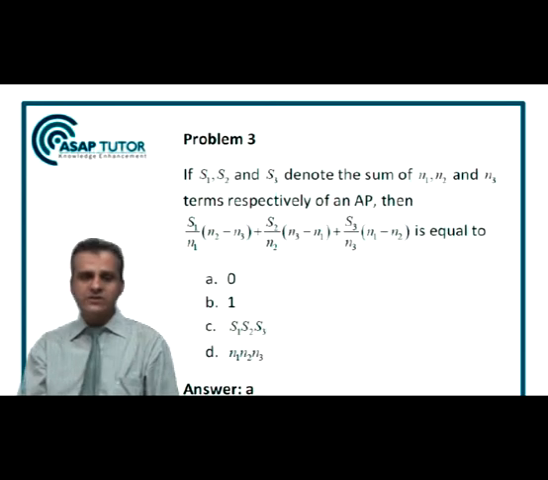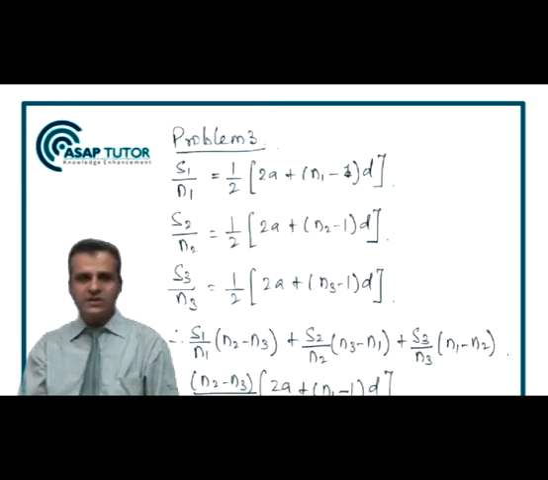Now the next one is: if S1, S2 and S3 are the sums of n1, n2 and n3 terms respectively of an AP (arithmetic progression), then we want to find the value of S1 by n1 into (n2 minus n3) plus S2 by n2 into (n3 minus n1) plus S3 by n3 into (n1 minus n2). Now we have to check which of the following options is correct. Here the correct option is 0, that is A. Now let's take the problem.